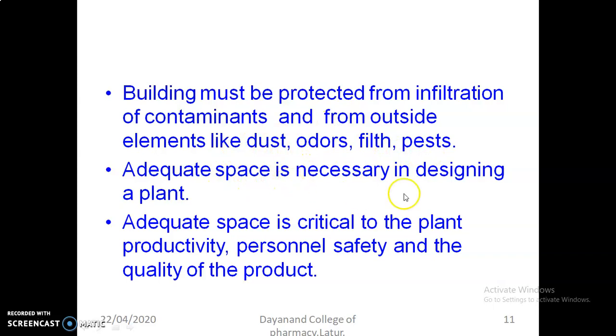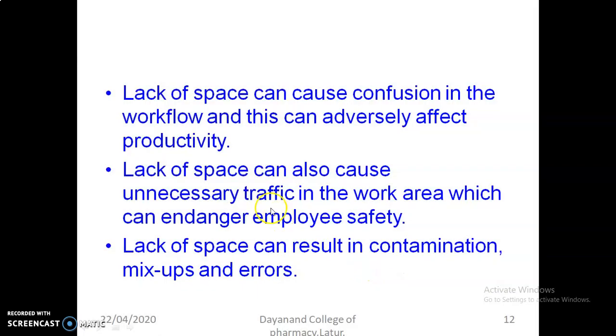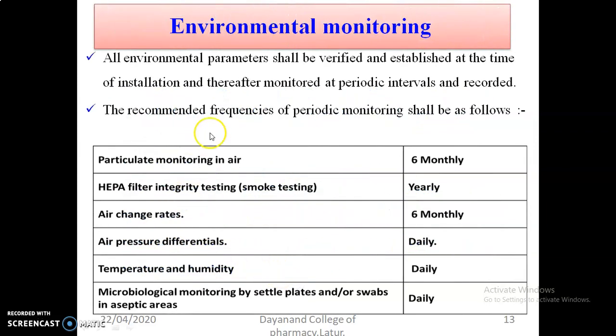Adequate space is necessary in designing a plant. Adequate space is critical to plant productivity, personal safety, and quality of the product. Lack of space can cause confusion in the workflow, and this can adversely affect operations. Lack of space can also cause unnecessary traffic in the work area, which can endanger employee safety. Also, it can cause mix-ups and errors.